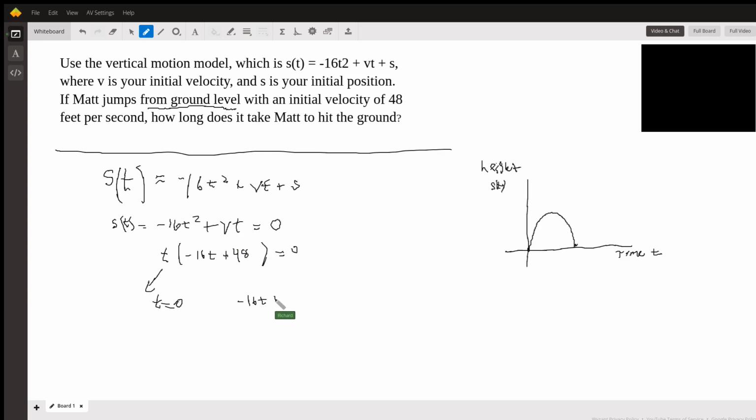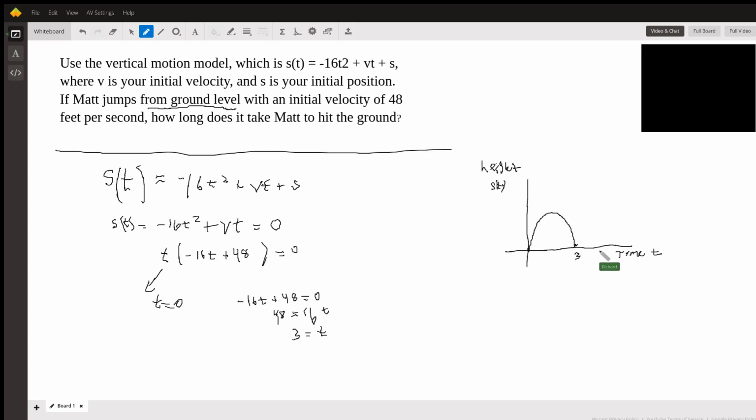Okay, so negative 16t plus 48 equals 0. So 48 equals 16t. Divide by 16. 48 divided by 16 is 3. So at 3 seconds later, he will touch the ground.